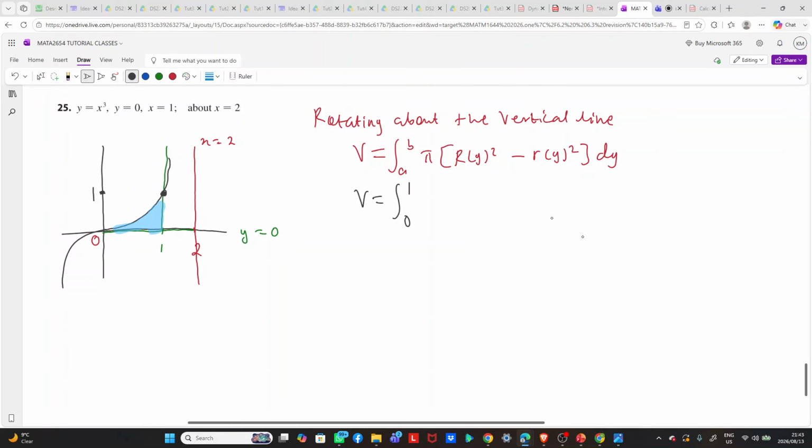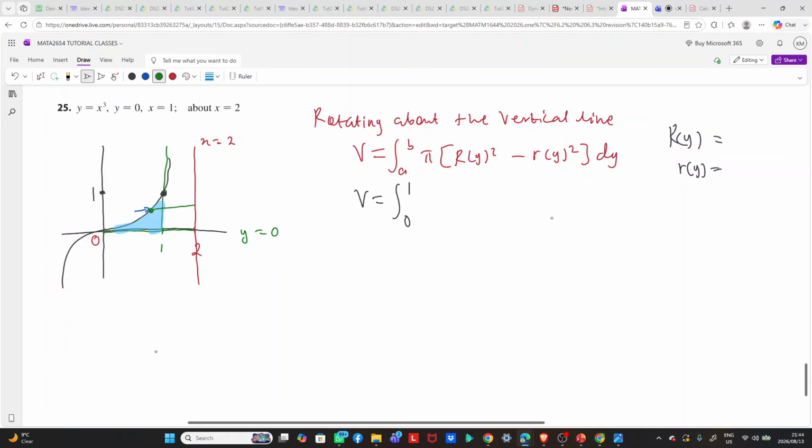Now, my question to you is, what is big R of y? And what is small r of y? This one is going to be given by the one that will form the outer radius. The outer radius will be formed by this one, the curve y equals x cubed. If you revolve around this guy, the outer function. So you ask yourself, what is going to be the distance from the function to the center? This is going to be your center.